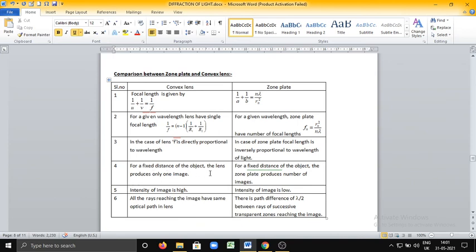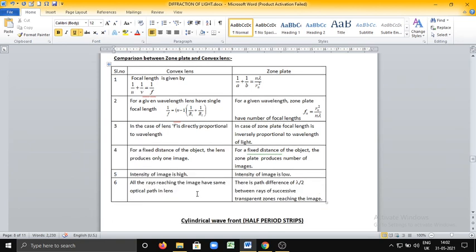For a fixed distance of the object, the lens produces only one image. Here, a convex lens produces only one image for a given object. Whereas in case of a zone plate, for a fixed distance of the object, the zone plate produces a number of images. For one object, only one image is produced by a lens, whereas in case of a zone plate, several images are produced. In case of a convex lens, intensity of image will be more because a single image is produced. Whereas in case of a zone plate, since several images are produced, intensity of image is low.